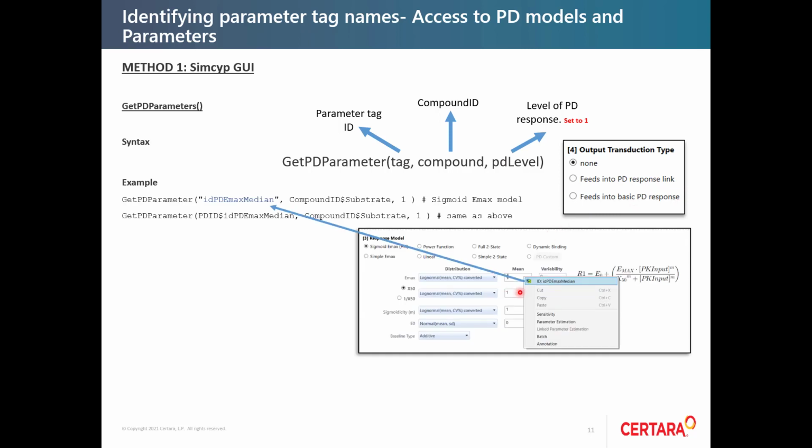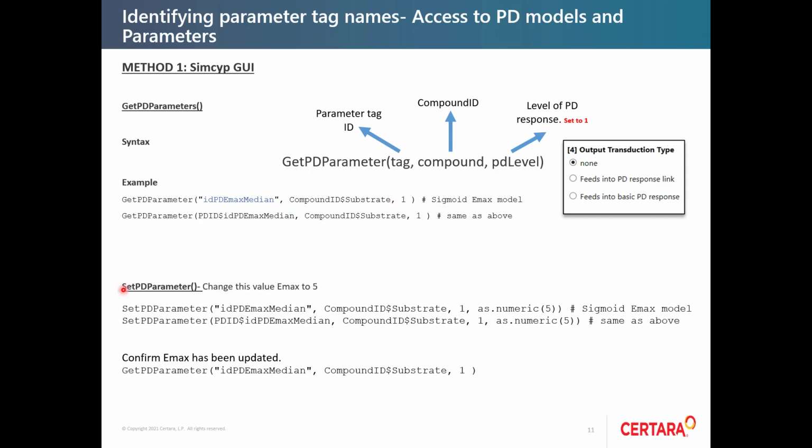So for example, if you're interested in maybe changing the Emax value within your workspace, you use the function getPDParameter, then the tag ID. As I mentioned previously, you can go into a Simcyp workspace, right click on the input box, and the tag ID will be listed in the drop down menu. You can then copy this over and paste this within your R script, and then you need to specify the compound ID that you wish to change. Once you've done that, you can also choose to change these parameter values.